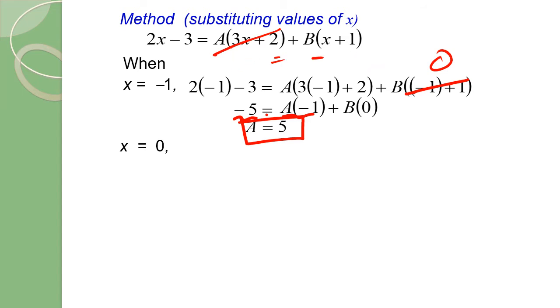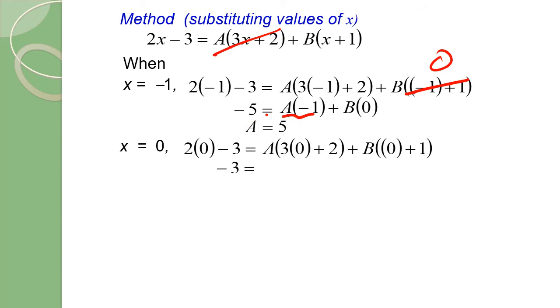So if x equals 0, we will have 2(0) minus 3, which is equal to -3, and then A is equal to 5, right? We know already A equals 5, and 3(0) plus 2, and then plus B(0 plus 1). Now substitute the value of A here. We get -3 on the left side, and on the right side 2 multiplied by 5 plus B multiplied by 1. So B is actually equal to -10 minus 3, which is equal to -13.